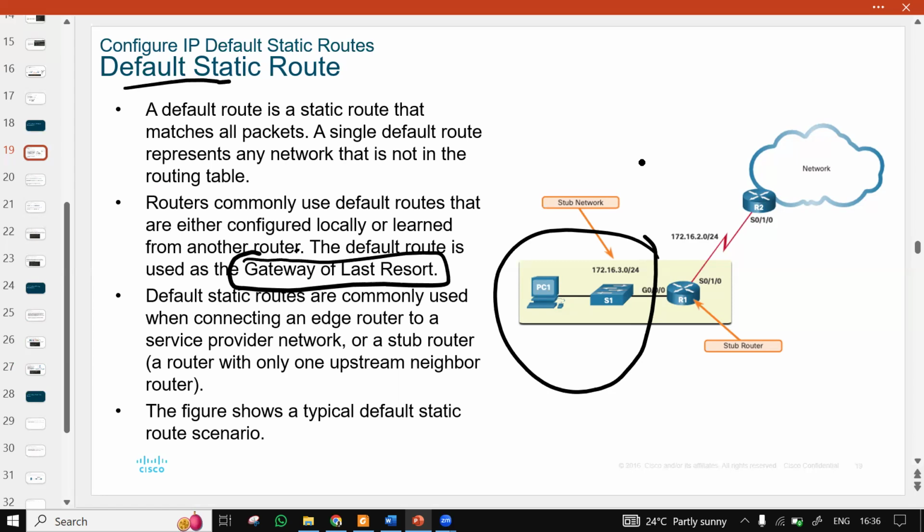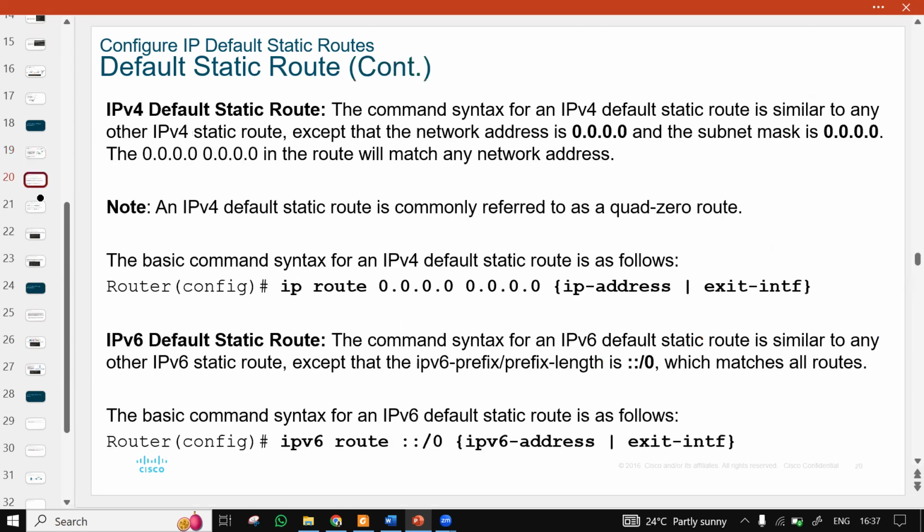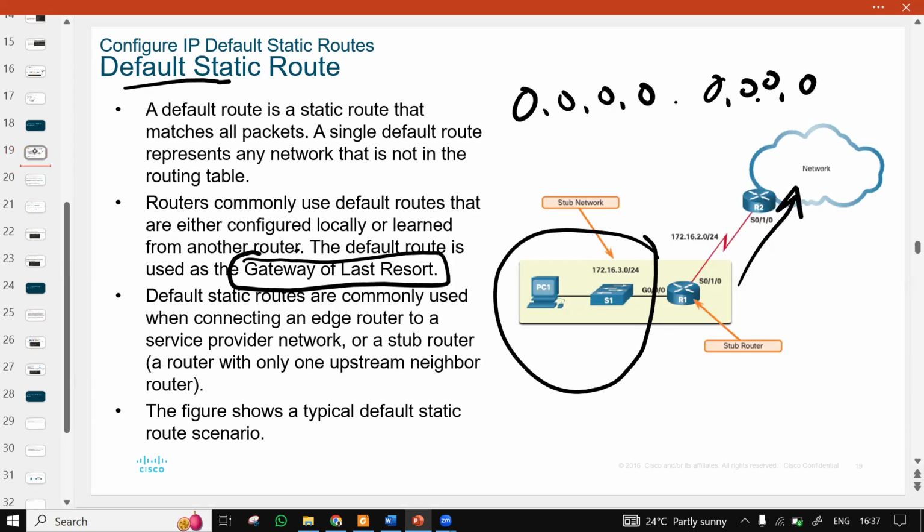So we configure a route 0.0.0.0 for traffic that fails to match. Right, and it is configured to go to the internet mostly. Right, how do you configure that? These are the commands. IP route 0.0.0.0 0.0.0.0. Then we have the exit interface or the next hop IP address. And in this case, if I'm configuring for R1, this is the next hop IP address. This is the exit interface.